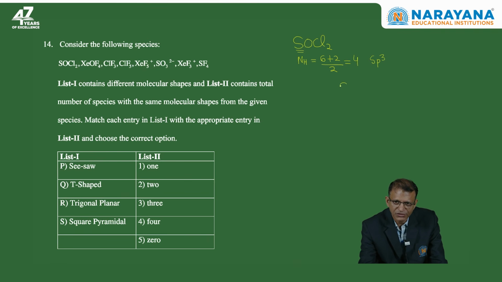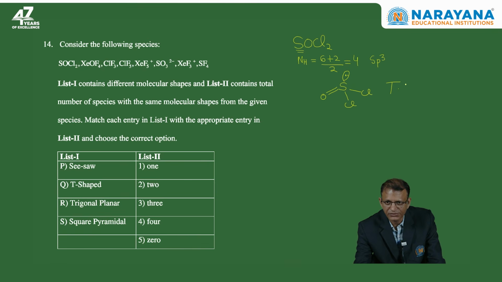Now if we try to draw the structure of SOCl2, sulfur has 6 valence electrons. So if we try to draw the structure of this sp3 hybridized molecule, this is sulfur double bond oxygen. There are 2 chlorine atoms over here, and there is a lone pair on the sulfur atom. So if we look at the structure, this is a trigonal pyramidal structure. Trigonal pyramidal.